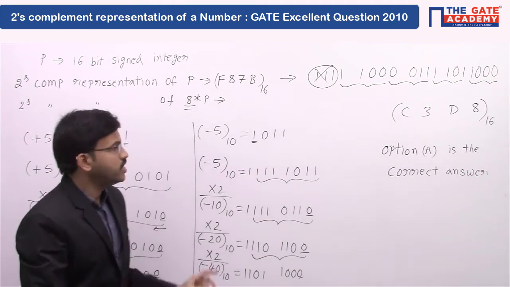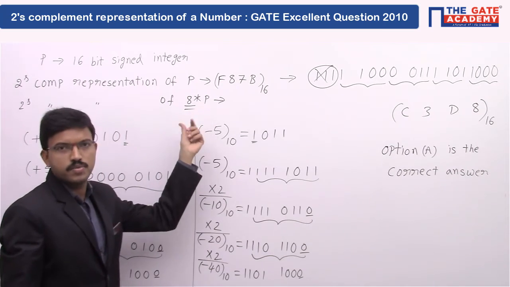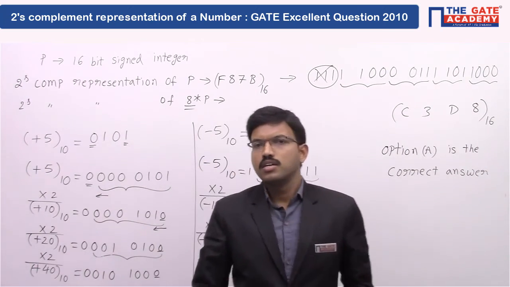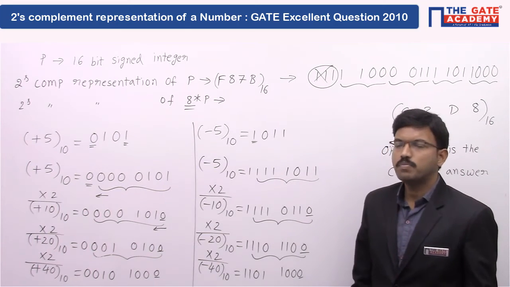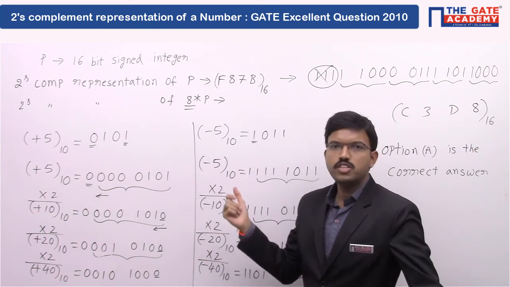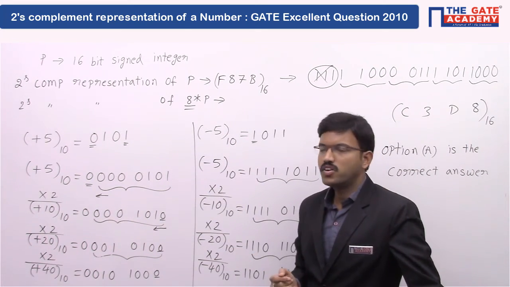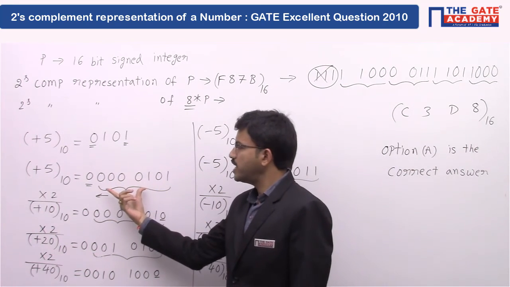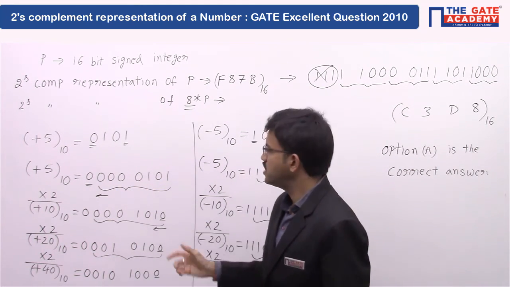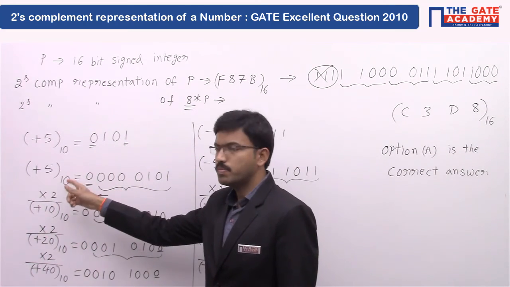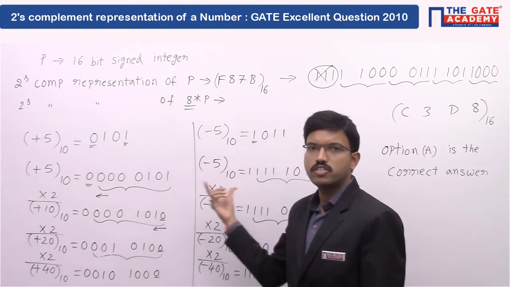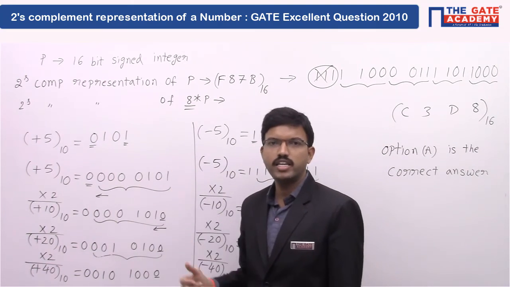In this question, he has given 8 times p. Suppose it is p by 8. That means what? Do the division by 2, 3 times. That means do the right shift by 1 bit. See here, doing the left shift by 1 bit is the same as multiplying with 2. Similarly, doing the right shift by 1 bit is the same as dividing by 2.